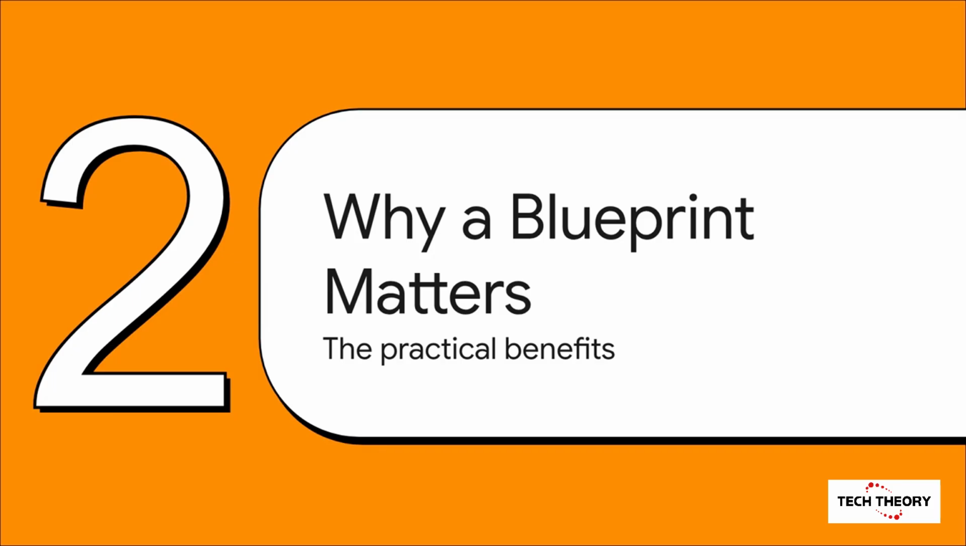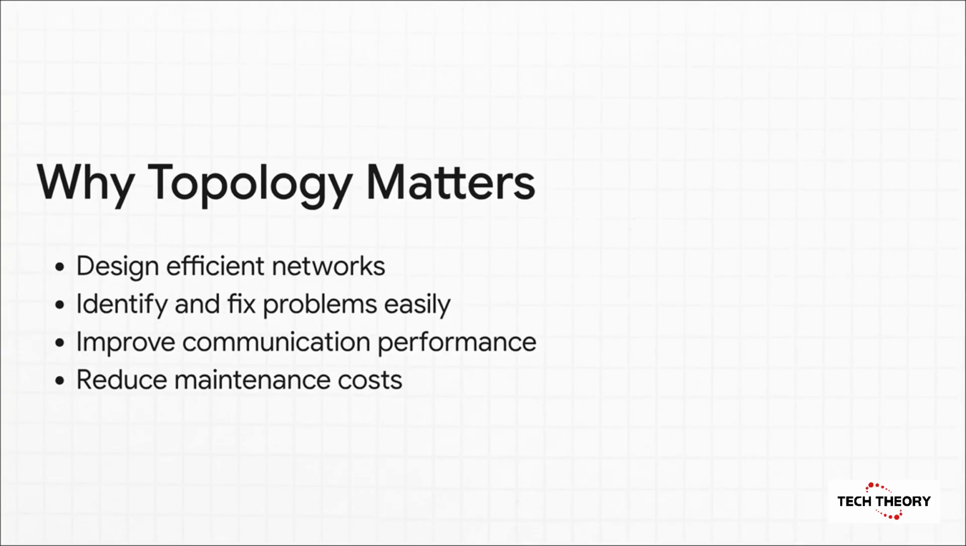Okay, so now we know what it is. Let's move on to why this blueprint matters so much. Because believe me, choosing the right design has huge real-world consequences for performance, for cost, and for how reliable your network is. And the benefits of getting this right are incredibly practical. It's the difference between a network that's blazing fast and one that's painfully slow. When something inevitably breaks, a good topology makes it 100 times easier to find and fix the problem. This isn't just theory. It's about saving time, saving money, and saving yourself a massive headache down the line.